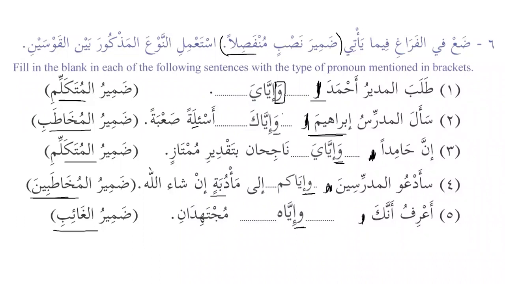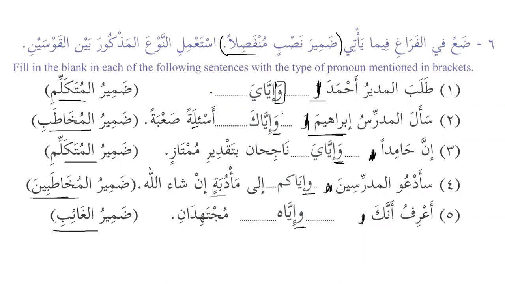Because generally we use them after the verb, for example, na'buduka. But if we want to bring them ahead of the verb, then we will say iyyaka na'budu. And when 2 pronouns of the same person come together, you cannot use them together. So you cannot say ataytuhu, you have to say ataytuhu iyyahu, I gave it to him.